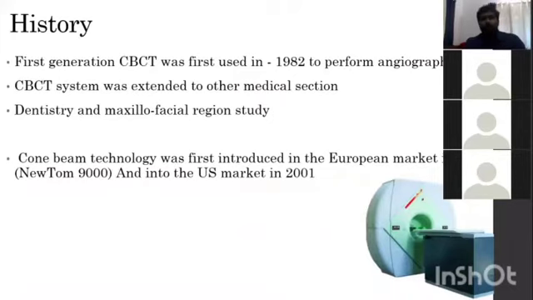I'm not going deep into the history part, but the first generation CBCT was first used in 1982 to perform angiography, but it was a failure, and this CBCT system was extended to other medical sections, especially dental and maxillofacial region study. And CBCT technology was first introduced in the European market. The first machine was the Newton 9000. Here is the picture of that machine, Newton 9000.